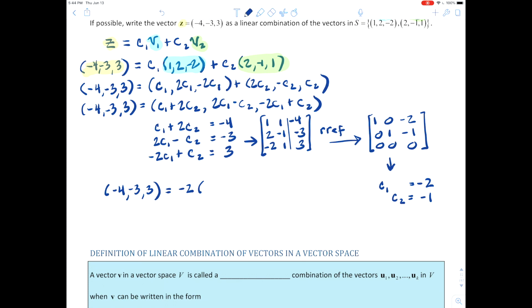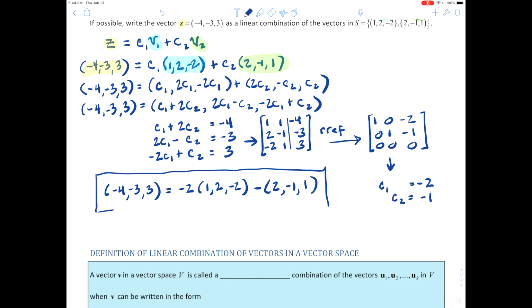So rewriting what we came up with, we would have -4, -3, and 3 is equal to -2 times 1, 2, -2, minus 1 times 2, -1, 1. So it works out just great. You can check that in your head, and you'll see that when you do the computations on the right side, you get the vector on the left side. So the answer is yes. Cool, cool? All right.